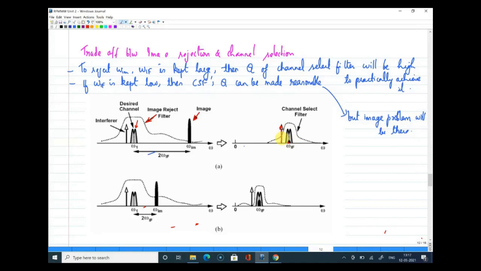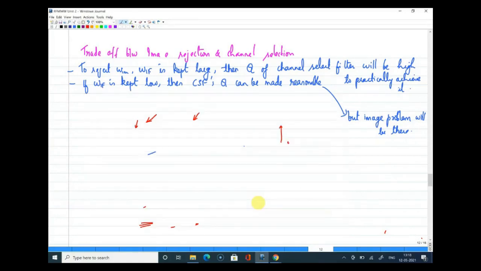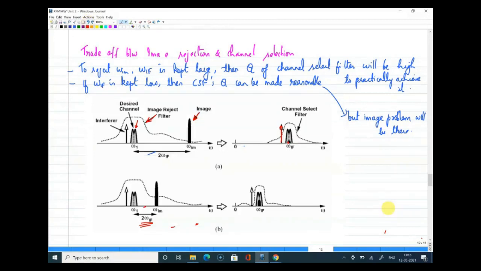Now if I try to keep omega f small in order to reject the interference very close to the channel, when you keep omega f very small here, we can have a good low pass filter, and you can reject even the interference very close to the channel. But see what happens here. Since your omega f is very small, the image filter is not able to reject the images completely. As a result, you can see there is a lot of corruption in the desired signal. So this is basically a trade-off problem.